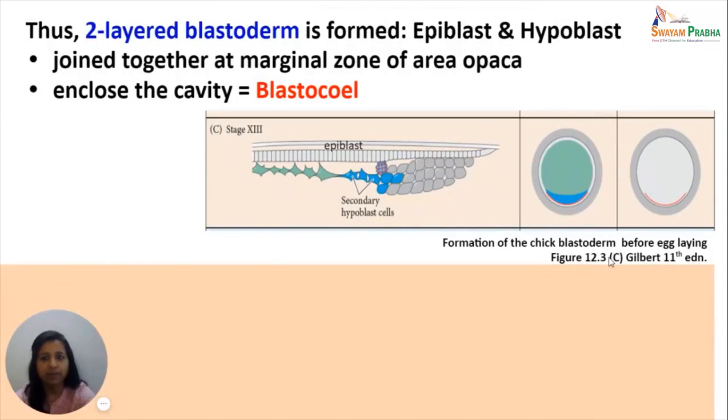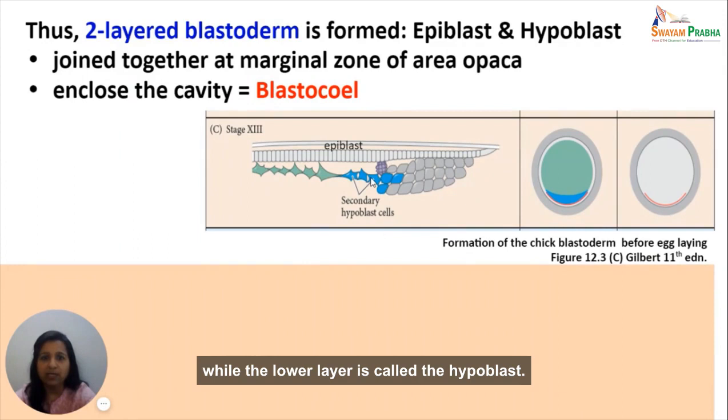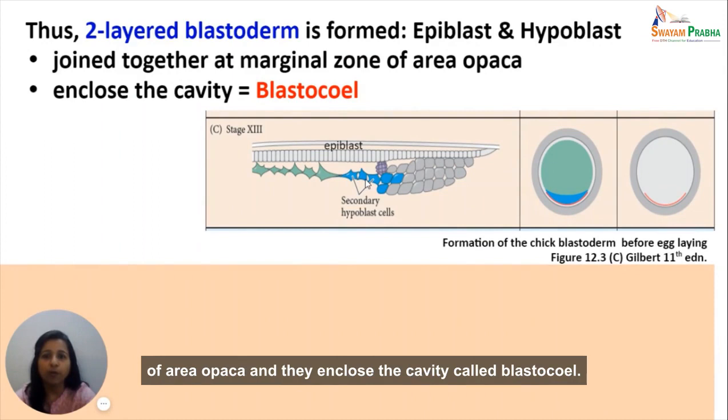So ultimately, a two-layered blastoderm is formed. The upper layer is called the epiblast, while the lower layer is called the hypoblast. The epiblast and hypoblast join together at the marginal zone of area opaca, and they enclose the cavity called blastocoel.